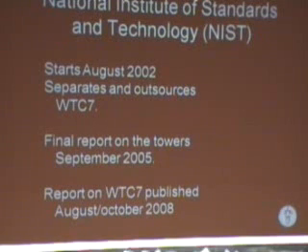Yes, please. Was Building 7 just scheduled for demolition?